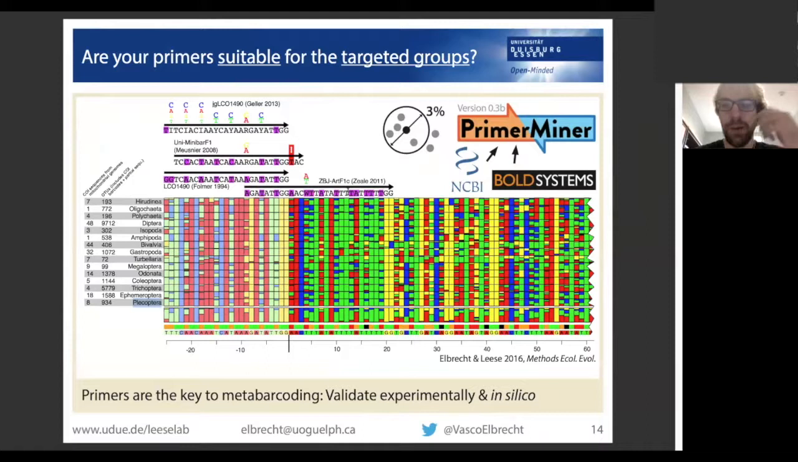So what to do about this then? And the solution is, maybe I go back one second, to introduce primers which have variability.